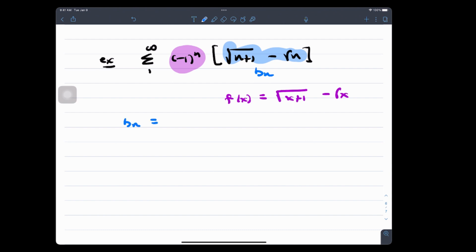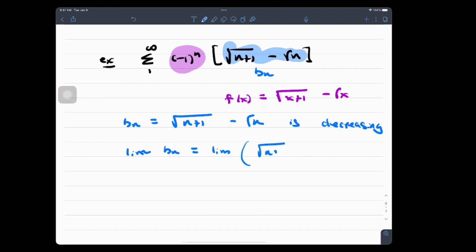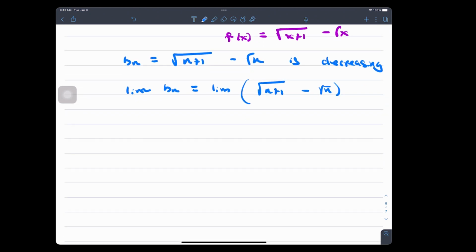So I want you guys to know that this is decreasing, right? But now that you know it's decreasing, we need to take the limit of this. And notice what happens when you take this limit. You're going to get now what? Infinity minus infinity. What's that?